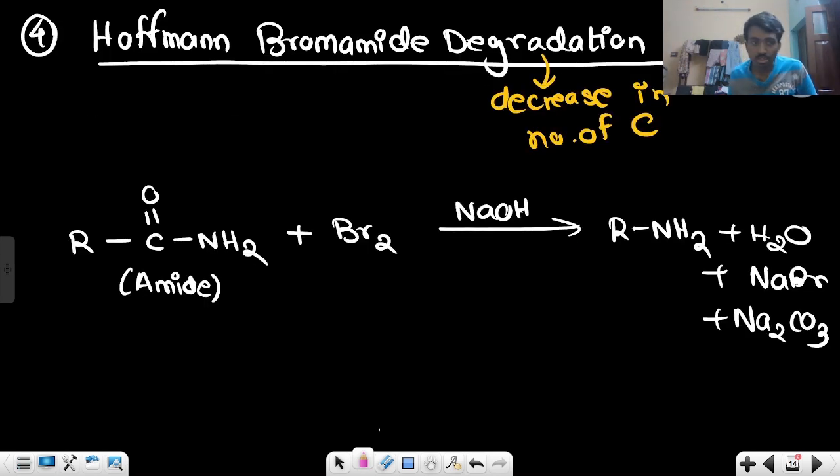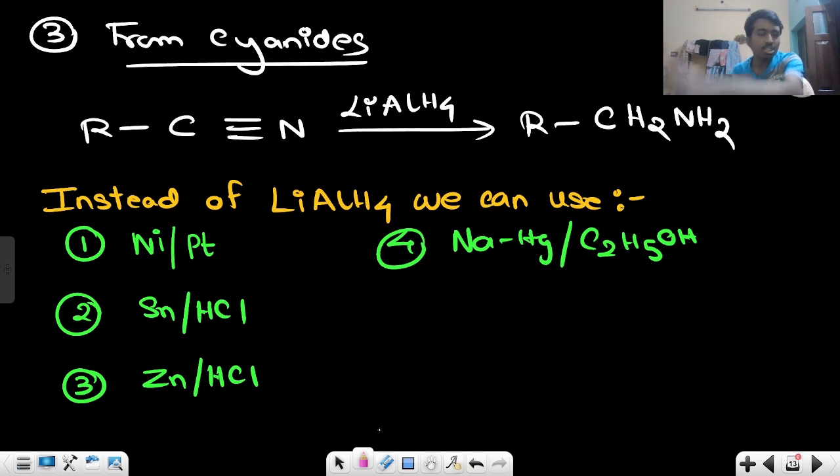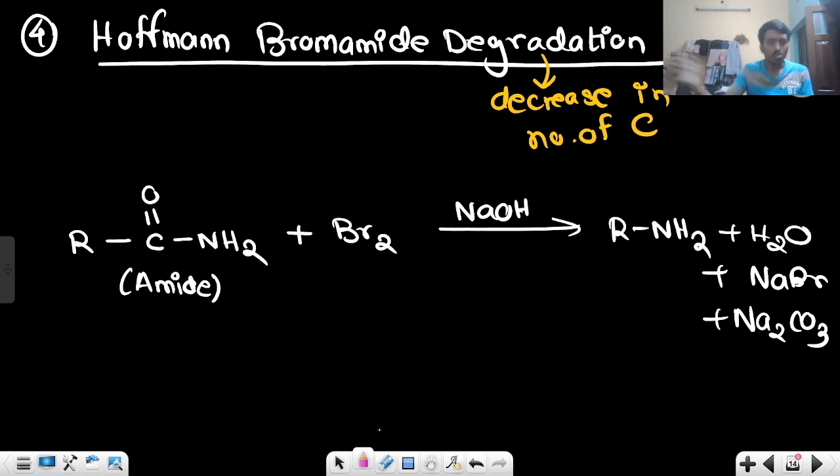Hofmann-Bromamide degradation reaction. Just now we have seen ascent of carbon atoms, right? That means from methyl alcohol to ethyl alcohol. Now if I have to come back, then what will I do? Then I have to degrade the number of carbon. Though from alcohol to lower alcohol, I cannot degrade the carbon atom using this method, but still, whatever the question is based on that. So if we have to degrade the number of carbon, we will use Hofmann-Bromamide degradation reaction.